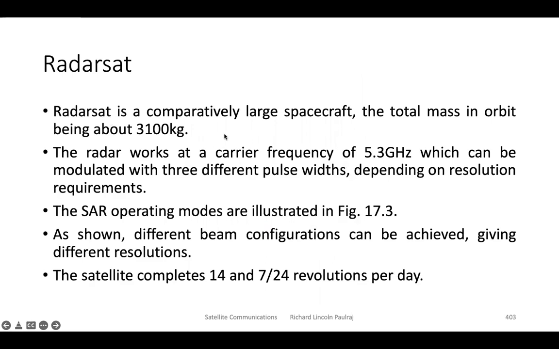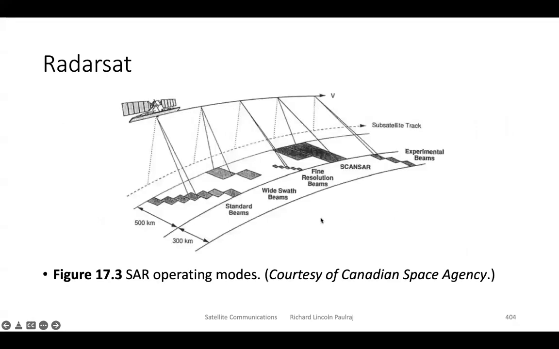So Radarsat is a comparatively large spacecraft. The total mass is about 3,100 kilos. The radar works at a carrier frequency of about 5.3 gigahertz, which can be modulated with 3 different pulse widths depending on resolution requirements. So you have the option to change the resolution, and if the resolution needed is high, then the operating frequency also does change. The SAR operating modes are shown in this diagram.